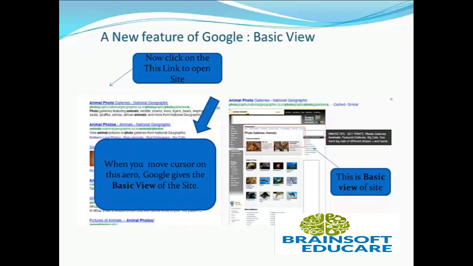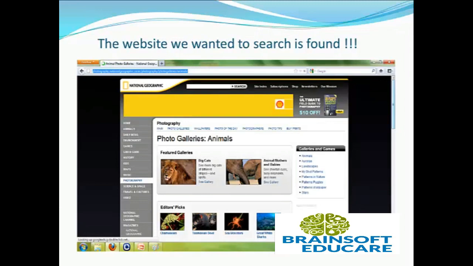The new feature of Google is basic view. If you are searching for something and the results are there, then there will be an arrow as you can see in the picture. When you move your cursor on this arrow, Google gives you the basic view of the website so that before going to that website, you know whether the website you're looking for is the same or not. This is the website we were looking for.